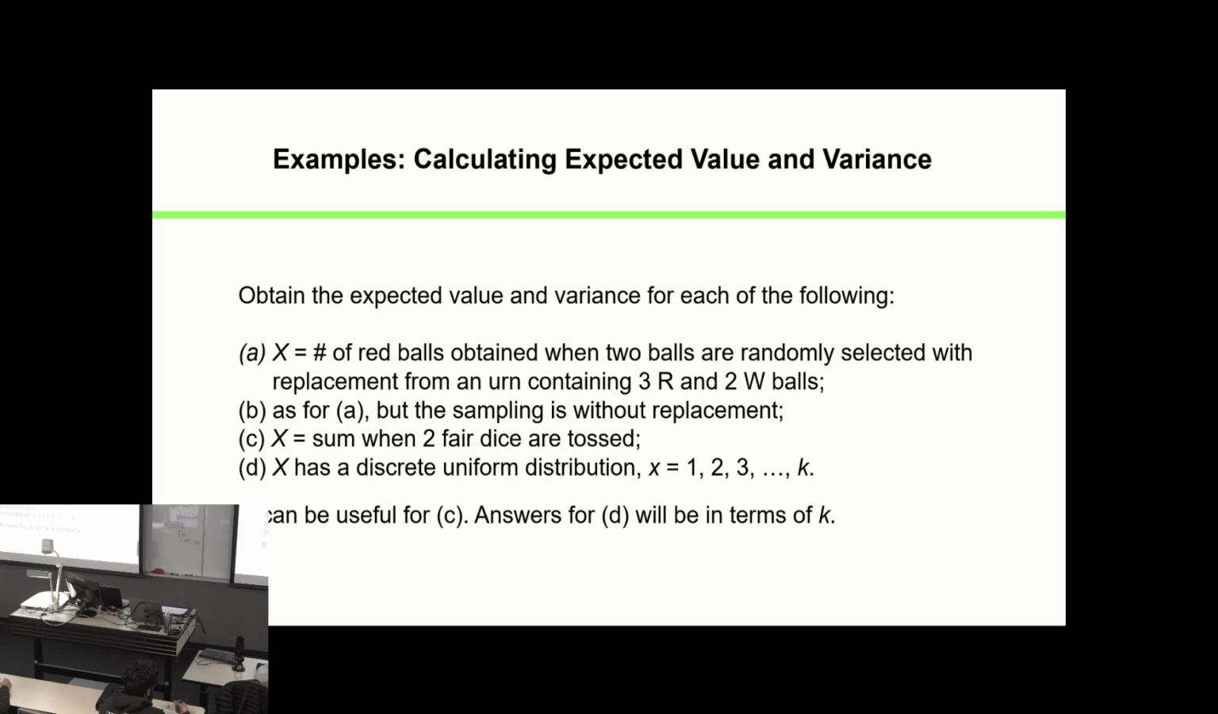So, the answer for D, getting the expected value and variance, is going to be in terms of k. This is not going to be a single number. It's going to be a formula in terms of k. And then ask yourself, the variance is a little tricky to make good sense of, but it should be easy to understand the expected value there. Okay, so let's look at that.